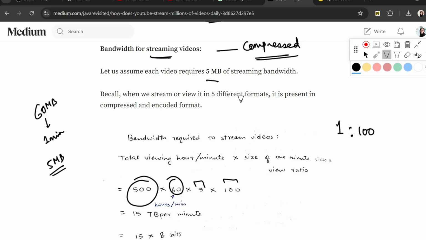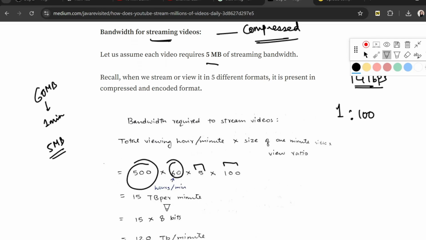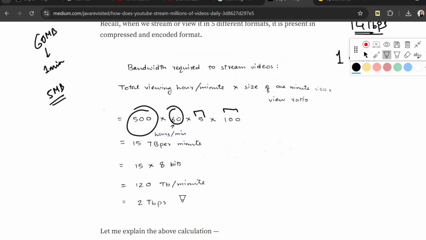So for one video, I had 60 MB per minute storage multiplied by all of that, which gave me 14 TBPS above. Now for that 14 TBPS, I have to ensure the view ratio is also taken care of. So for all those videos, I have to multiply it by 100. That is why I am now getting a total of 2 TBPS, because remember I have compressed the size. So my bandwidth of uploading was 14 TBPS and my download bandwidth is 2 TBPS.